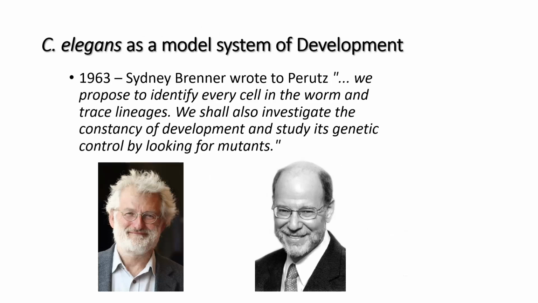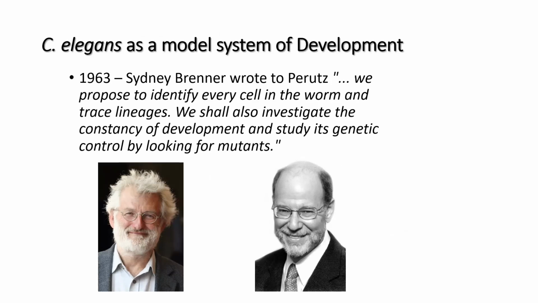Okay, so as I mentioned in the first quote, Brenner and his colleagues were especially interested in development. So this is later on in 1963, Brenner writes to his boss, Max Perutz, and says, here's a proposal for what we're going to do for next however long. We propose to identify every cell in the worm and trace lineages. We shall also investigate the constancy of development and study its genetic control by looking for mutants.